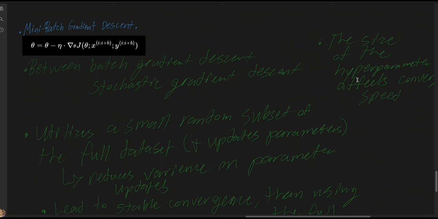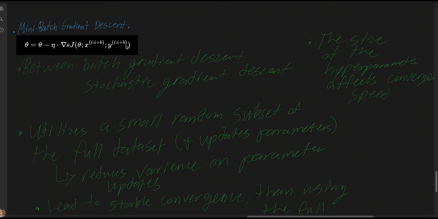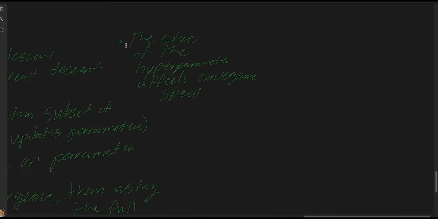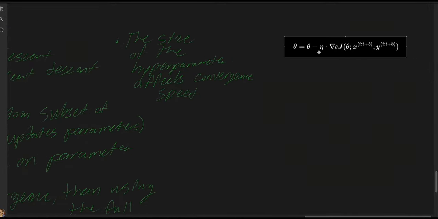And to go over and break down the following symbols that we have. So in mini-batch gradient descent, the following symbols are: theta, which we all know, is the parameter vector. Eta is the learning rate.